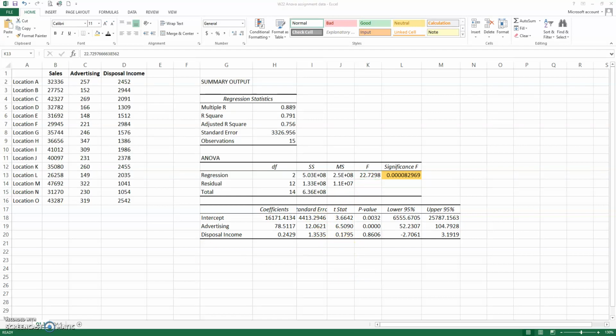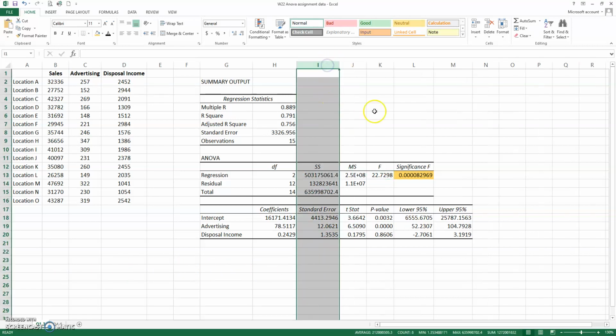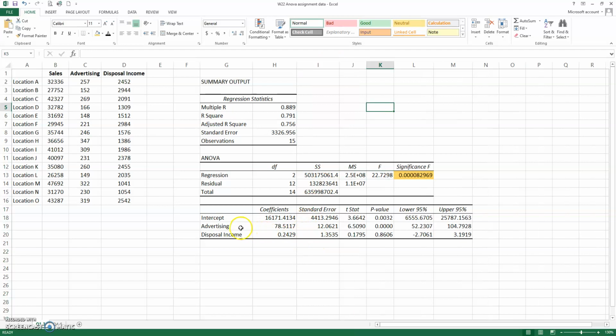Part of question 3 is determining if there's a significant relationship between sales and the individual independent variables. So for that, we're going to look at these p-values here.